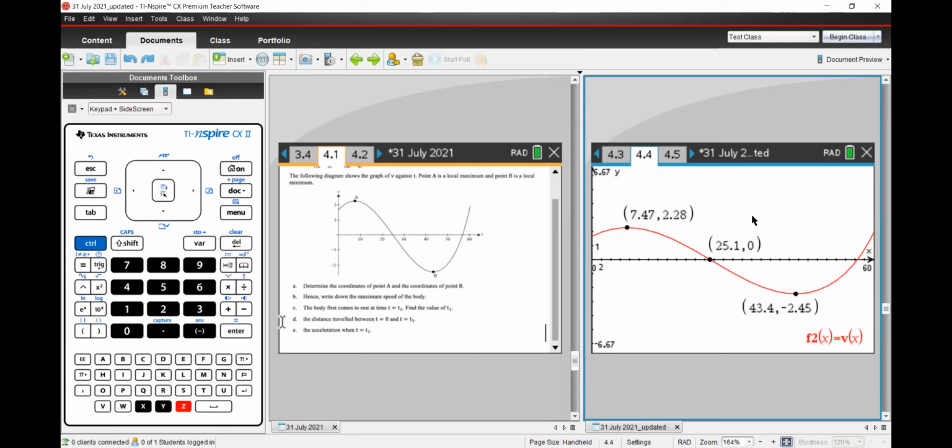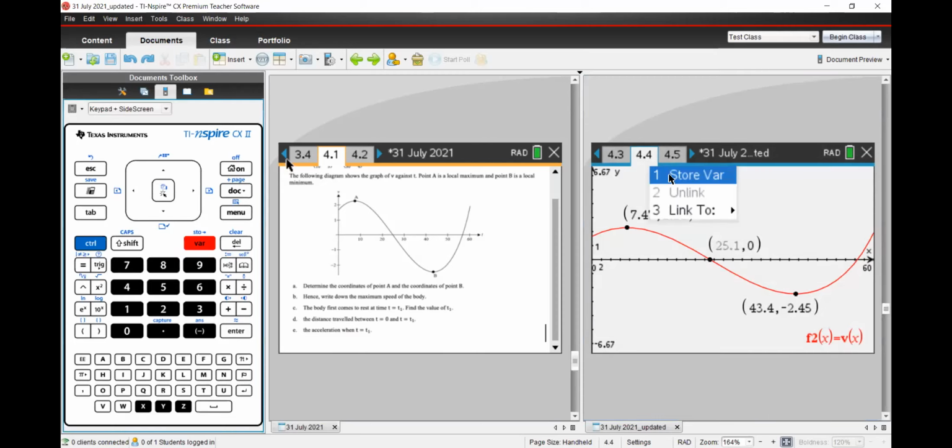The second way of storing this is to just click and select. Now it is grayed out, so it is selected. On the keypad you can see a var key. Press this var key. You'll get a window asking you to store the variable. You can choose option number 1 and say T1. Hit enter and it gets stored. So there are two ways of storing the coordinate.